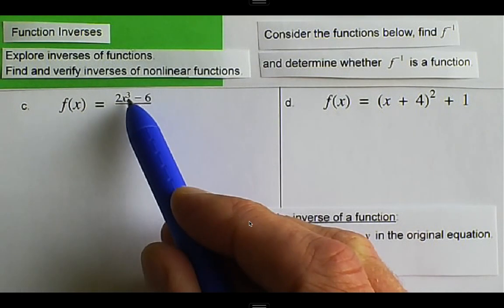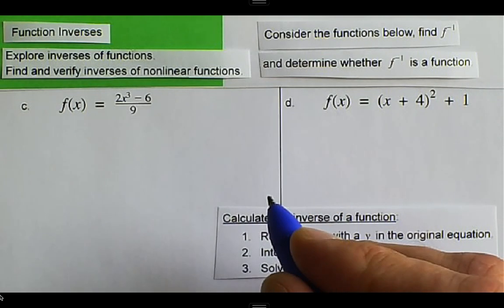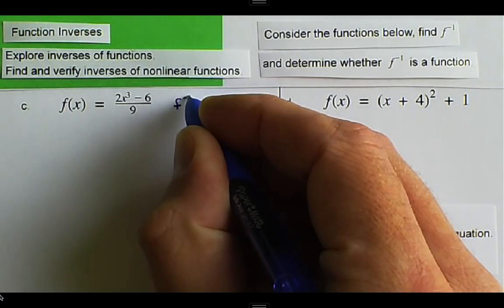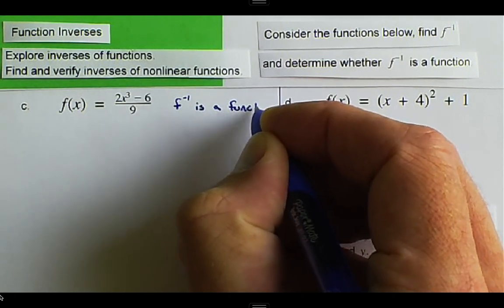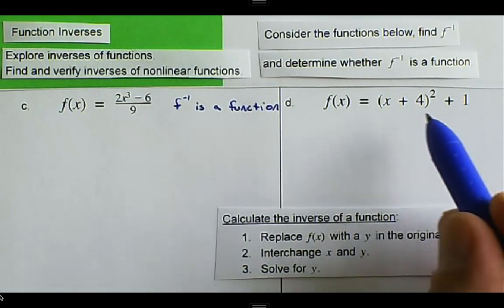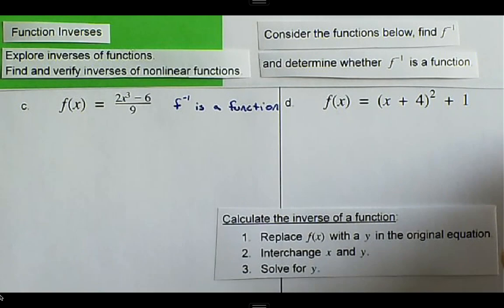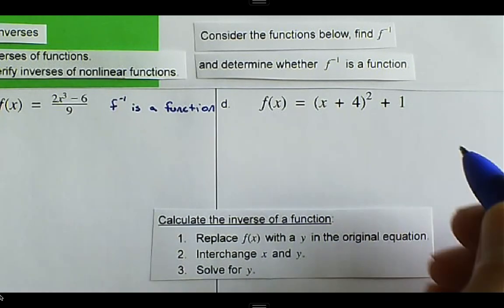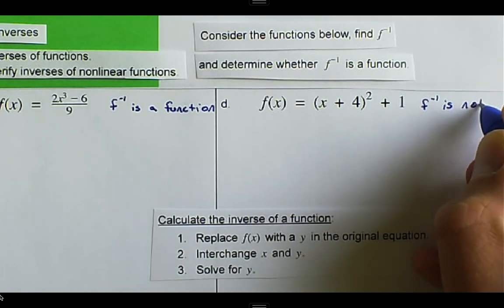And because this is a cube here, I know that I'm eventually going to have to take the cube root of that, and that is going to give me a cube root function, and that is a function. So in this case, I know that f inverse will be a function. Over here, we see that we have the square, and I know that I'm going to have to take the square root. And in that case, when we take the square root and we get plus or minus, the domain's not restricted, I know that f inverse is not a function.